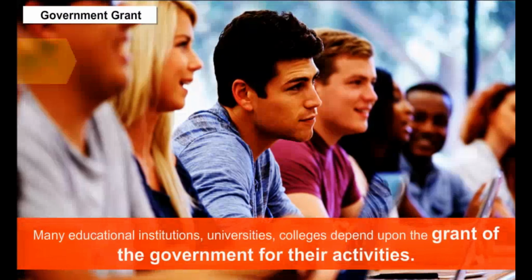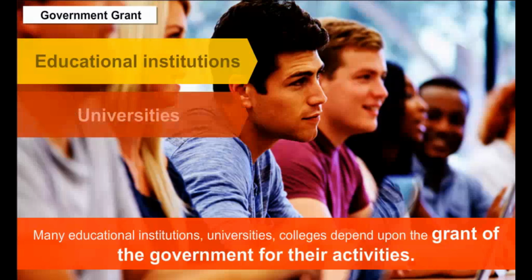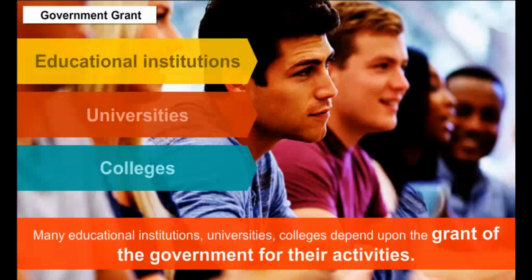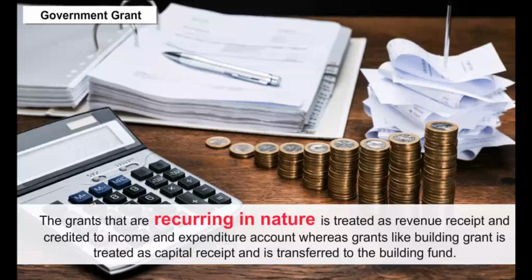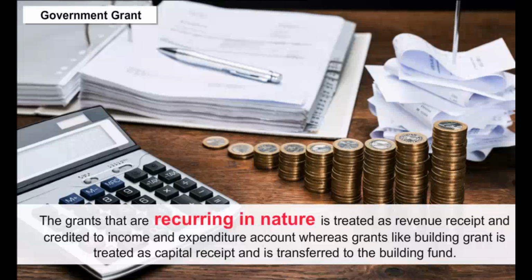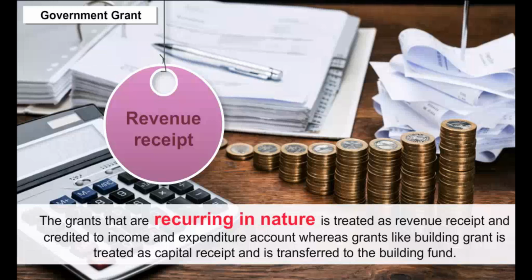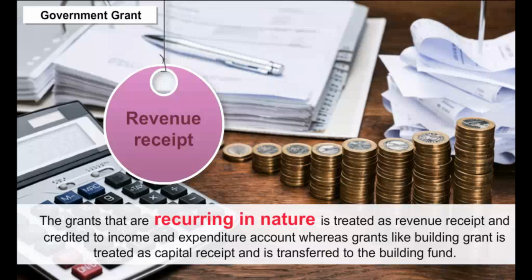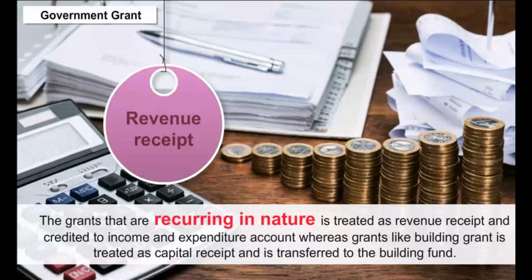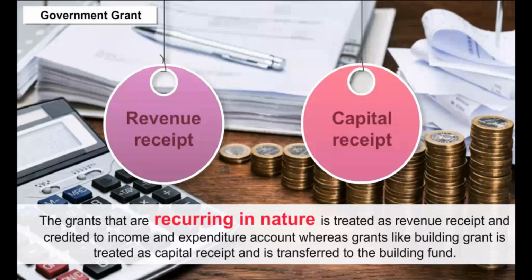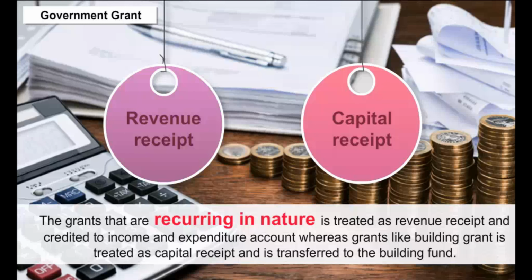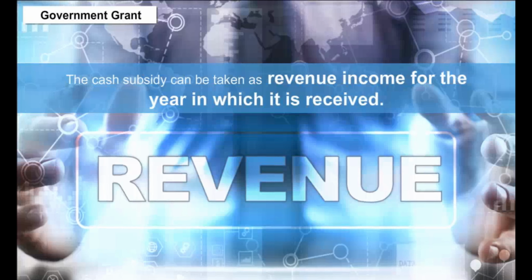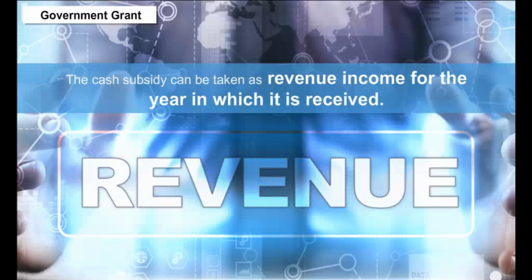Government grant. Many educational institutions, universities, and colleges depend upon the grant of the government for their activities. Grants that are recurring in nature are treated as revenue receipts and credited to the income and expenditure account, whereas grants like building grants are treated as capital receipts and transferred to the building fund. The cash subsidy can be taken as revenue income for the year in which it is received.